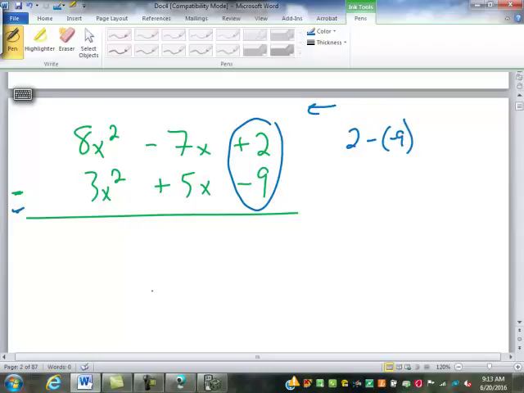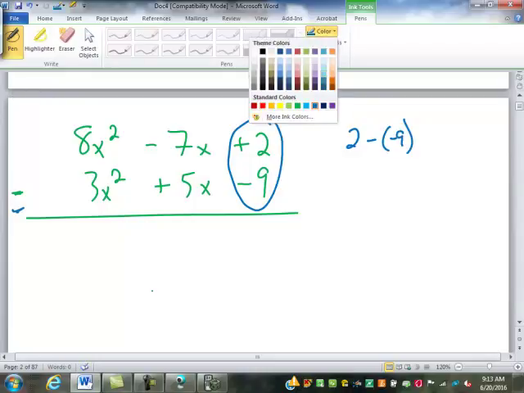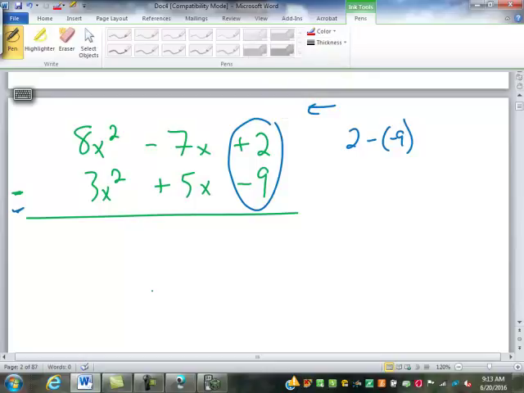Can anybody tell me before I convert that over what that should equal? We have 2 minus a negative 9 becomes 2 plus a positive 9, which is a positive 11. Remember, when we're subtracting, if you have negatives in there, always convert it to plus the opposite. So it's addition.